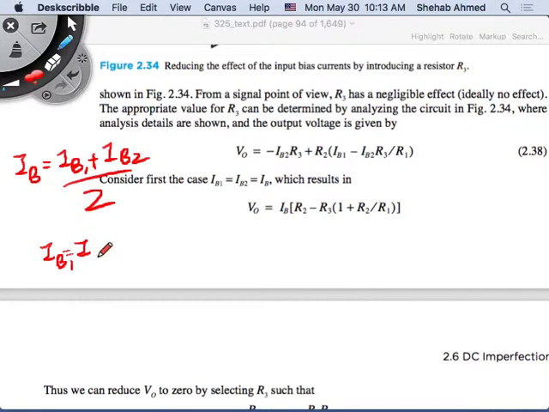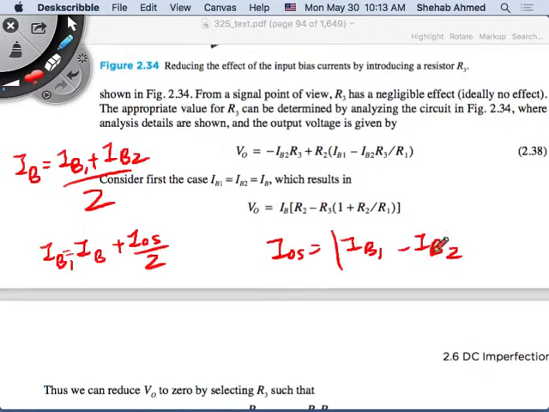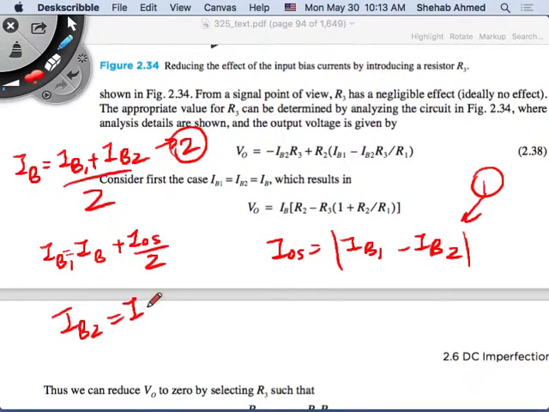IB plus I offset over 2, where I offset is equal to IB1 minus IB2, right? That was the definition of I offset. I offset was the difference between these two. If you solve for IB1 and write IB2 in terms of I offset and IB1, then you can write an equation for IB1 in terms of I offset, right? So from this equation and from this equation, you can write that IB1 and IB2 are equal to IB plus I offset divided by 2. You can solve for them this way.